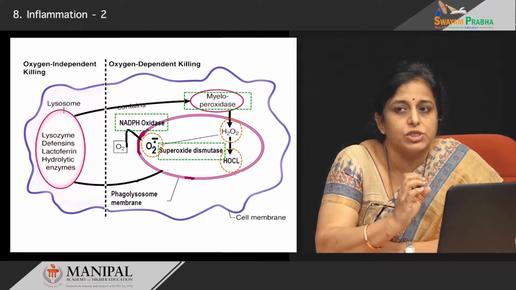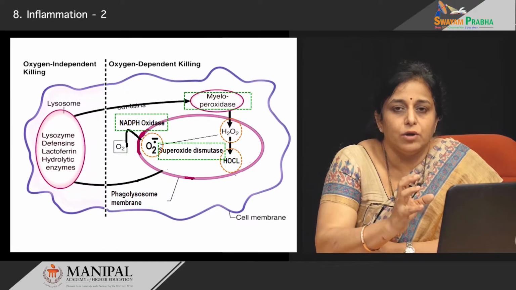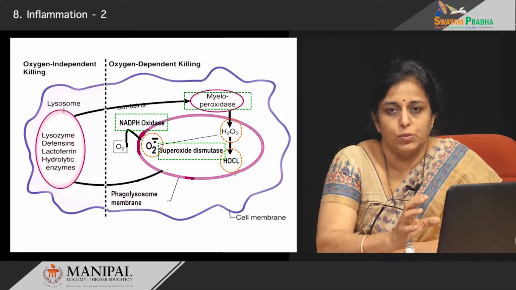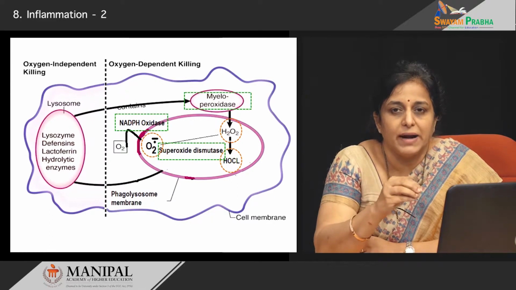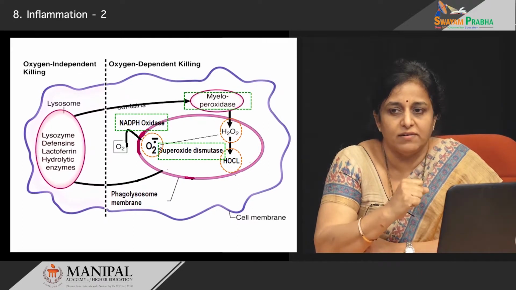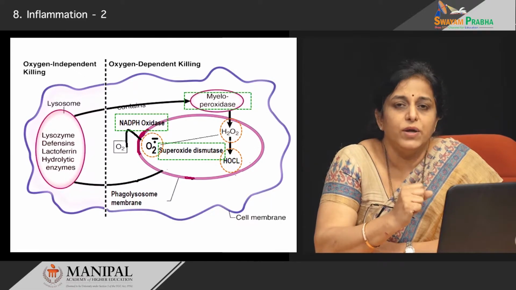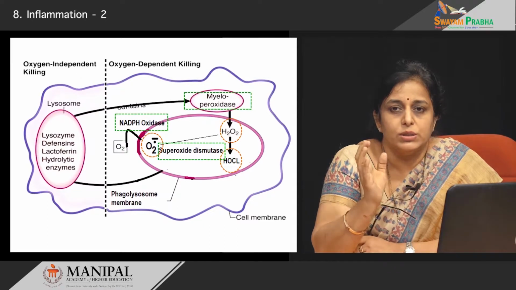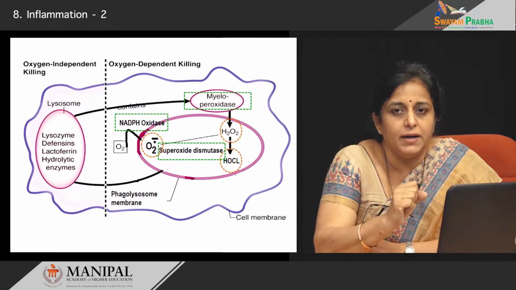Now, let us look at the oxygen independent killing. Oxygen independent killing involves the various toxic substances and enzymes which are present within the lysosomes, which include lysozymes and defensins. These defensins form pores on the bacterial cell wall, causing increased water entry and bacteriolysis. Lactoferrin is another toxic substance within the lysosome, along with various other hydrolytic enzymes. So, there is oxygen independent killing and oxygen dependent killing. However, oxygen dependent is a very, very powerful bactericidal mechanism.